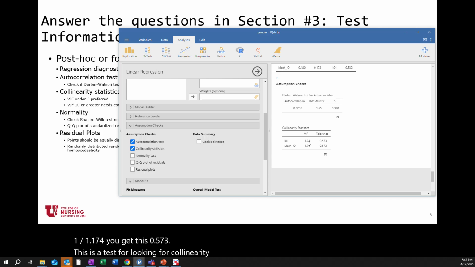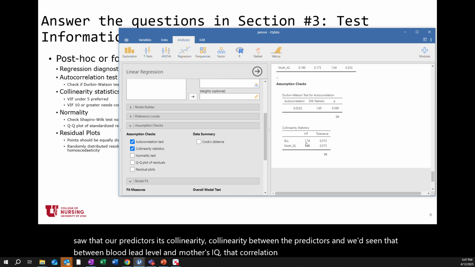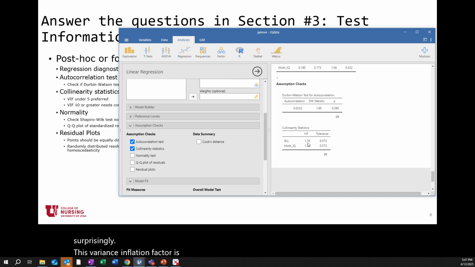And we had already looked at our correlations and saw that our predictors, there's collinearity between the predictors. And we'd seen that between blood lead level and mother's IQ, that correlation was about 0.6. We decided that wasn't a big deal because we weren't reaching our threshold of 0.8 or above. And not surprisingly, this variance inflation factor is 1.74.